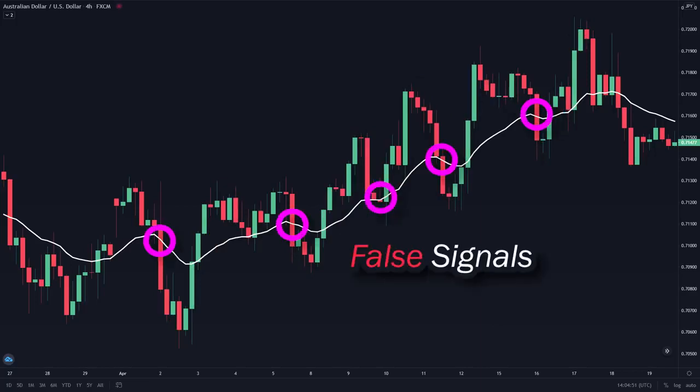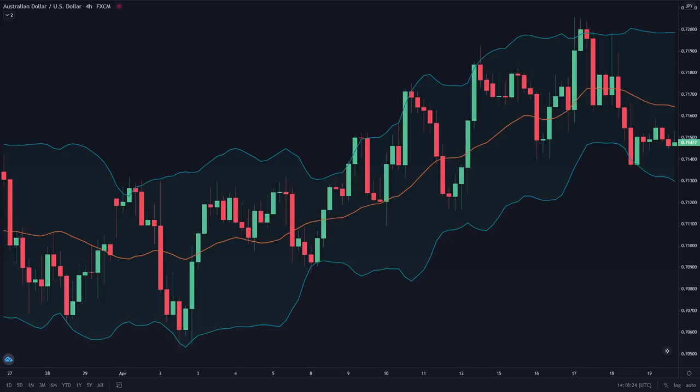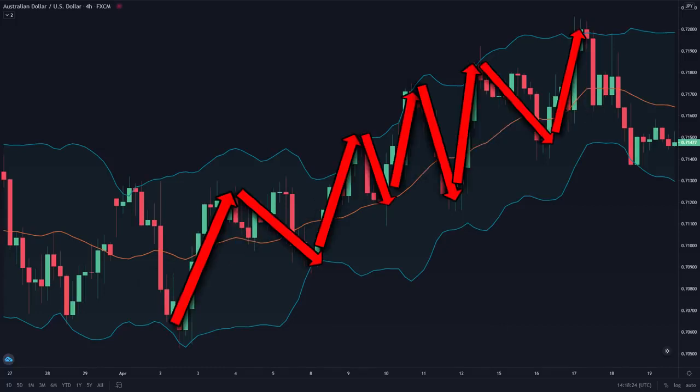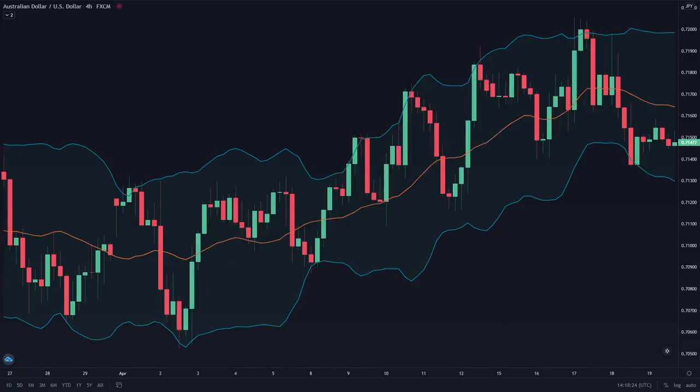signals. So that is why the Bollinger Bands is a better indicator, because it can identify the direction of a trend while also taking these pullbacks into consideration. Hence, it can give you less false signals.